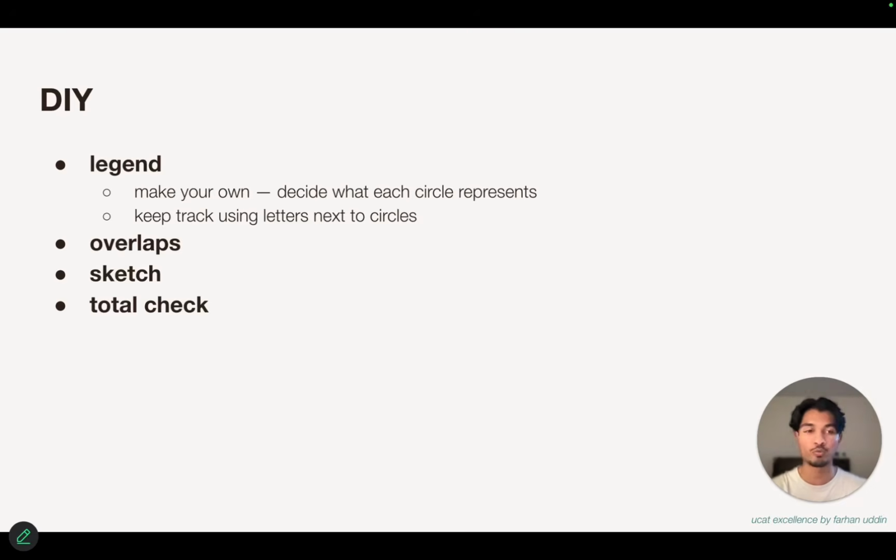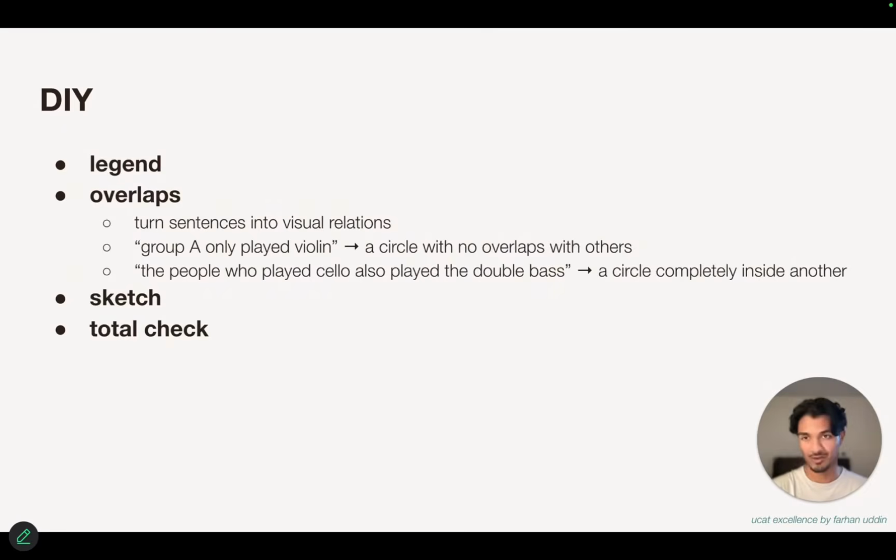The same way you would make Venn diagrams for syllogisms, for example, that's what you do here. For your overlaps, you need to turn your sentences into visual relations. For example, if it says Group A only played violin, then you know that there's a circle with no overlaps with others. Again, similar to what we just did with the which one fits. And if there's the people who played cello also played the double bass, then you know there's a circle completely inside the other. The people who played cello also played the double bass.